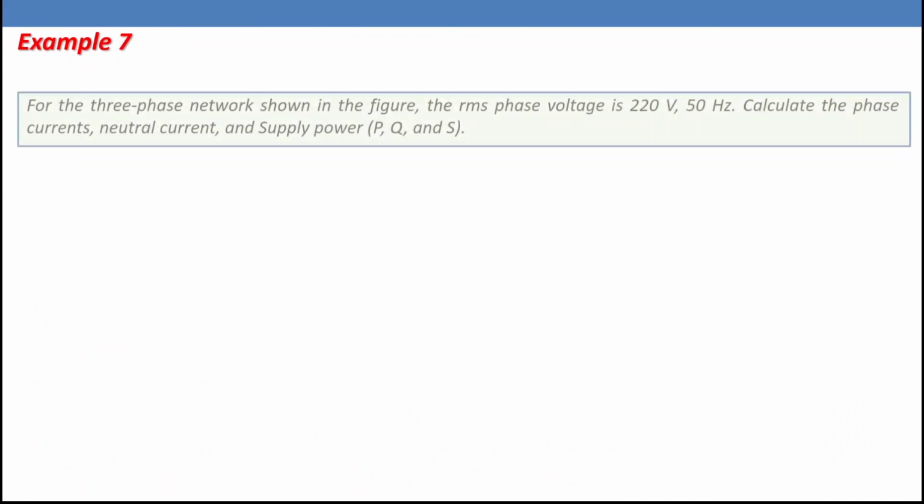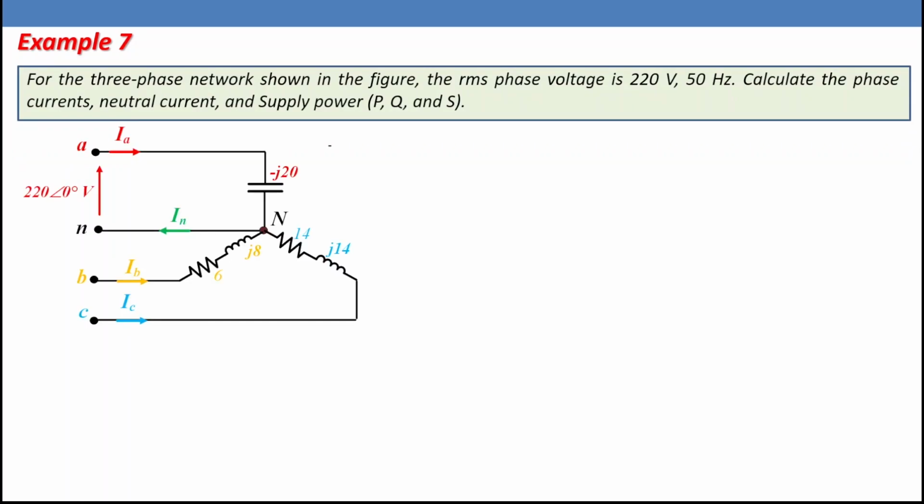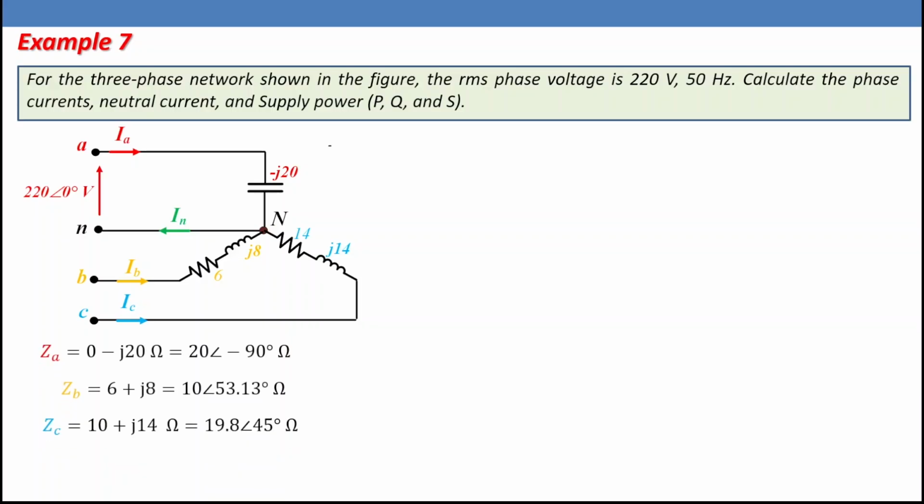Let us take an example. For the 3-phase network shown in the figure, the RMS voltage is 220 volt 50 Hz. We need to calculate the phase current, neutral current, and supply power P, Q, and S. It's obvious that this load is unbalanced because we have in phase A capacitive load minus J20, and phase B 6 plus J8 resistance and inductance, and phase C will be inductive load as well, 14 plus J14. So we are going to put the impedance ZA, ZB, ZC in both a polar form and rectangular form, and then we are going to solve the problem.